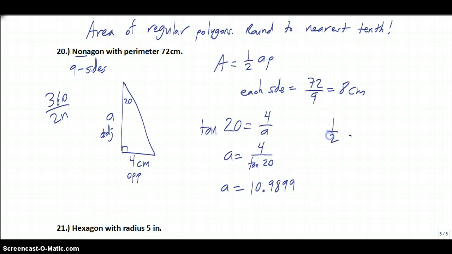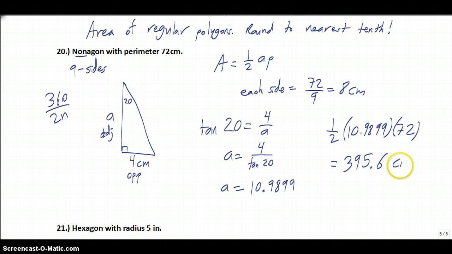Here we go. Area is 1/2 the apothem times the perimeter, which we said was 72, because that's what we started with. So plug that in your calculator, and you should get 395.6 square centimeters.